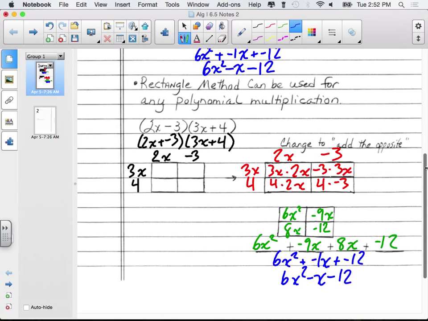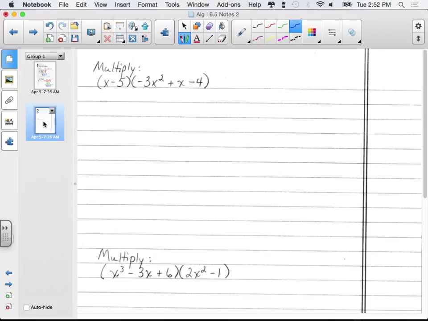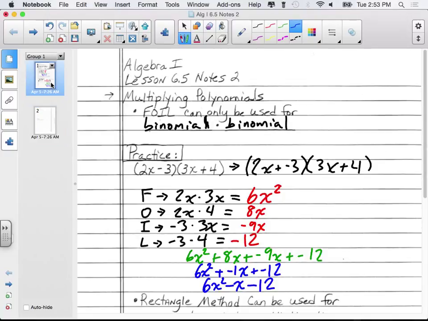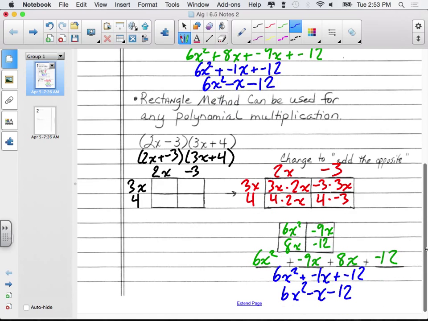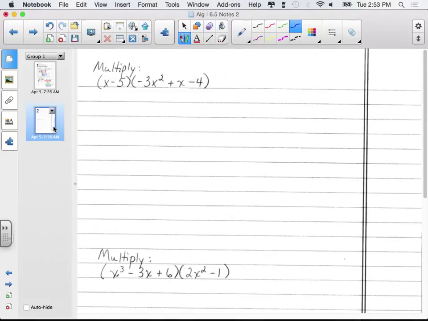Now, what are we multiplying together in this one? A binomial and a trinomial. So if we go back to there, we were multiplying two binomials and we had a 2 by 2 rectangle, right? So we need a 2 by 3. Alright, first thing we always do, add the opposite if we can.